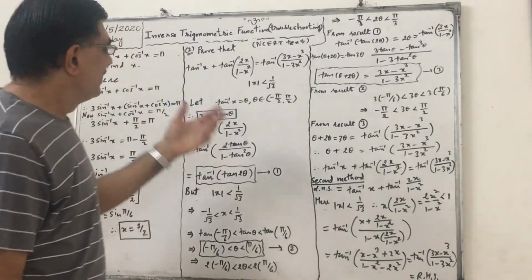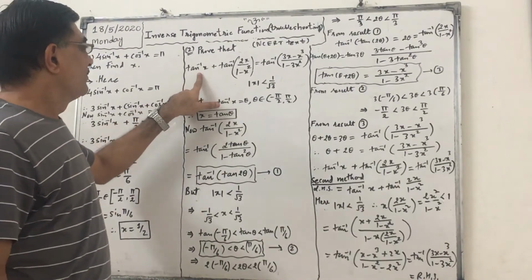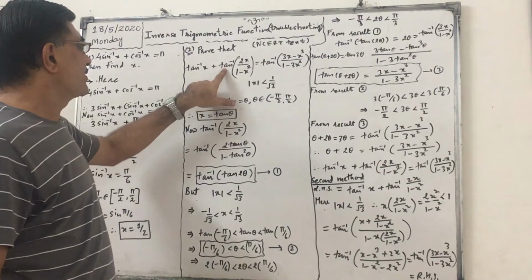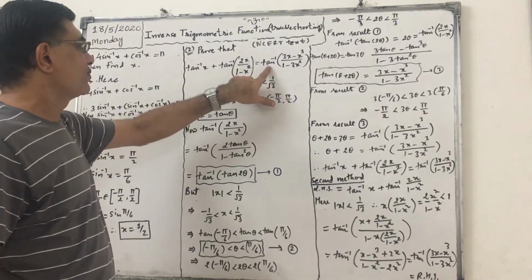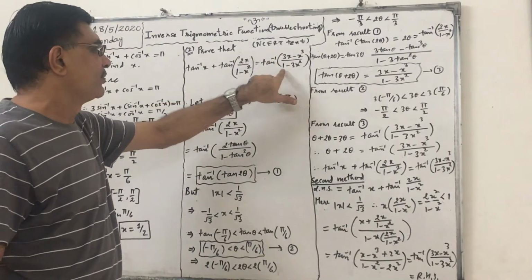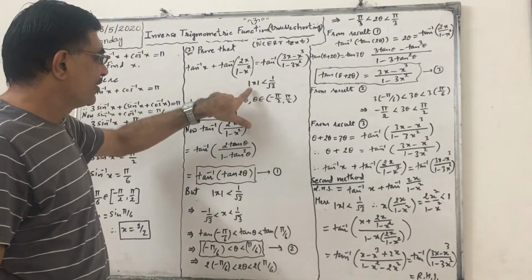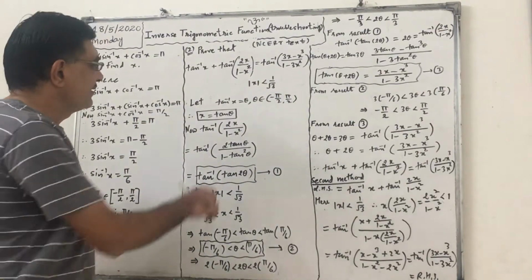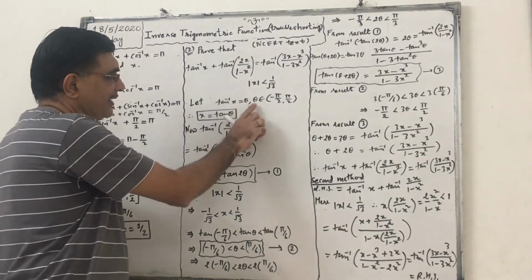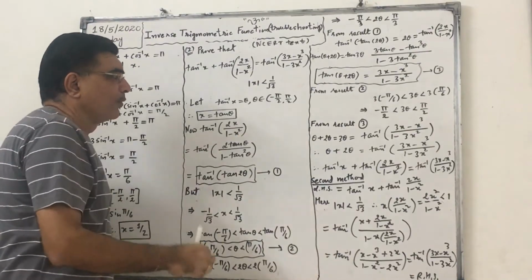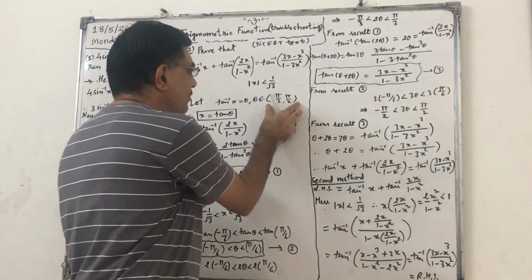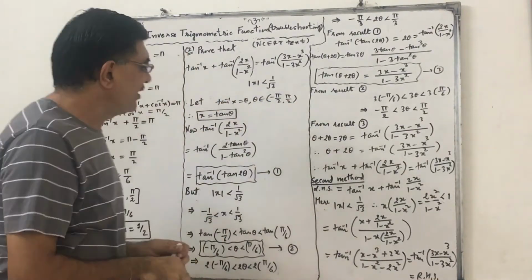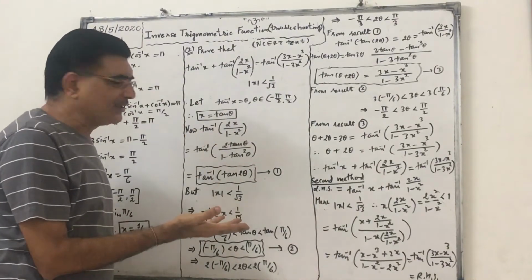Okay, let us discuss. Given, we have to prove tan inverse x plus tan inverse 2x upon 1 minus x square equals tan inverse of 3x minus x cube upon 1 minus 3x square. Given condition: mod x less than 1 by root 3. Let tan inverse x equals theta, where theta belongs to the open interval minus pi by 2 to pi by 2, that is the range of tan inverse. Therefore x equals tan theta.